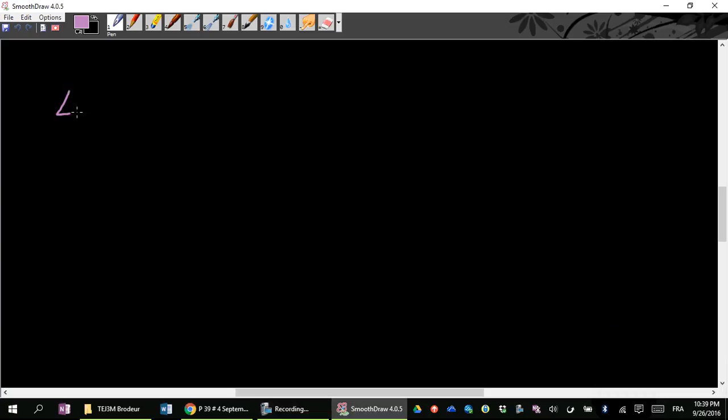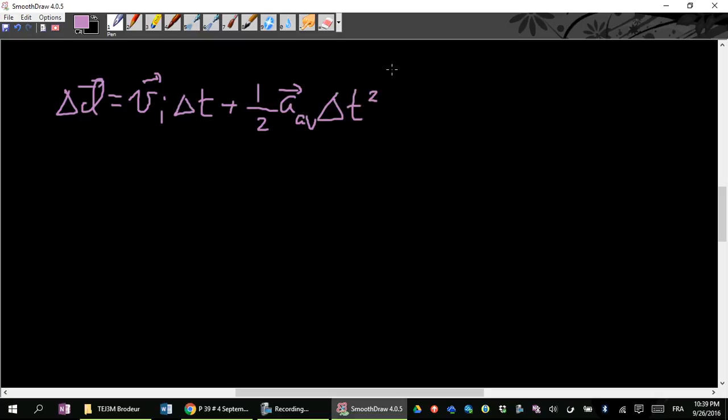So you need the equation 3. Equation 3 reads like this: delta D, sorry, delta D is V1, VI delta T plus the average acceleration delta T squared over 2.